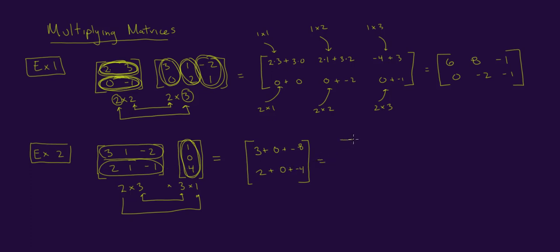So it appears as though the final answer was 3 plus 0 plus -8 for -5. And 2 plus 0 plus -4 for -2. So hopefully you got that exact same answer.